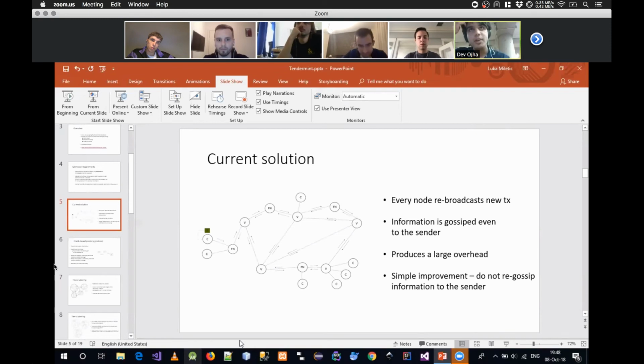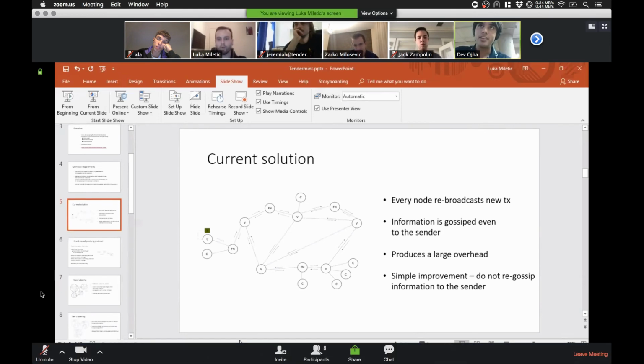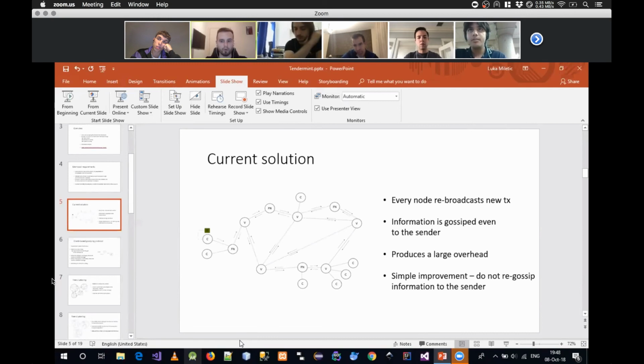Do you know of any ways that might even further lower the amount of bandwidth used? The amount of bandwidth. Overhead, my bad. Overhead. Are there other measures that could reduce the overhead even more?